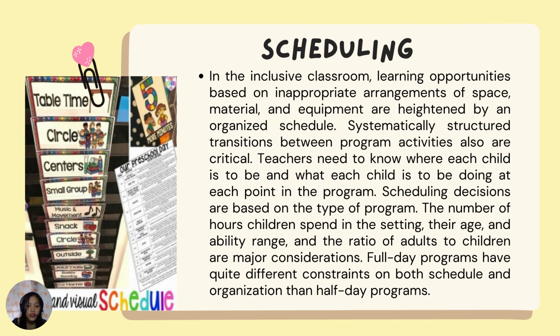Scheduling decisions are based on the type of program, the number of hours children spend in the setting, their age and ability range, and the ratio of adults to children as a major consideration. Full day programs have quite different constraints, in both schedule and organization, than half-day programs.